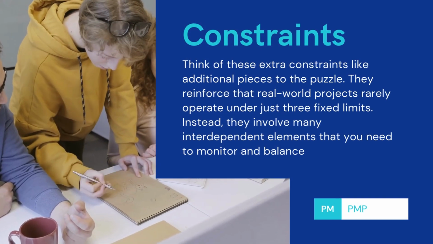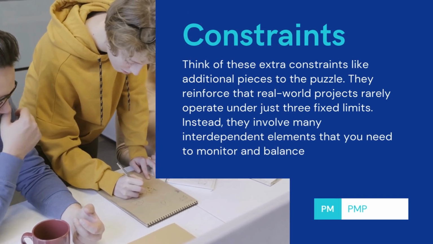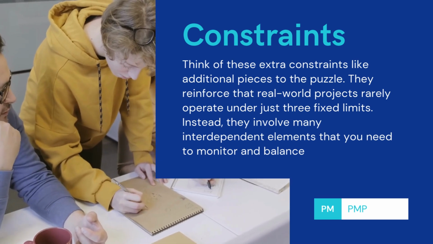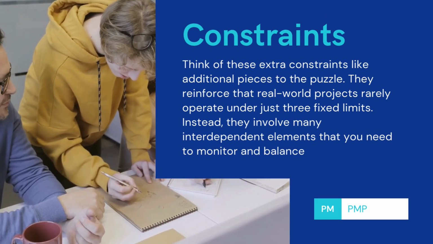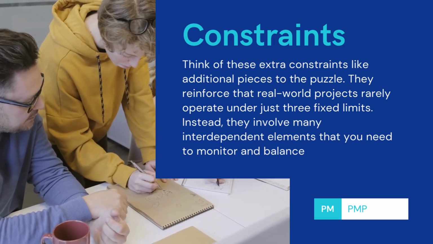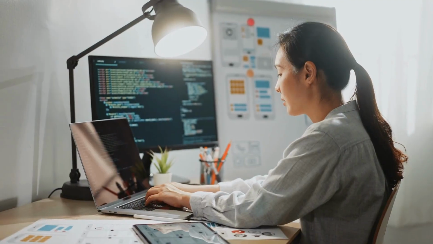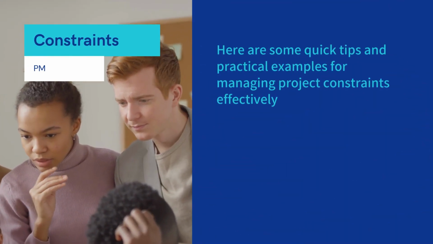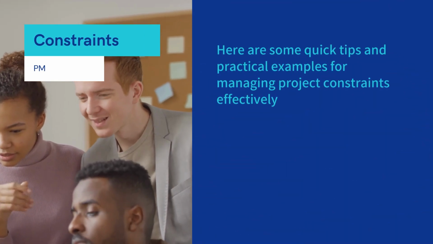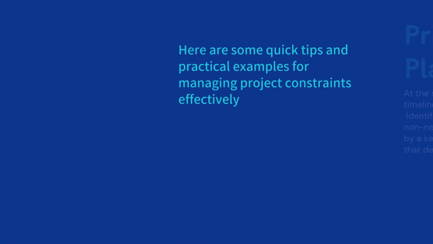Think of these extra constraints like additional pieces to the puzzle. They reinforce that real-world projects rarely operate under just three fixed limits. Instead, they involve many interdependent elements that you need to monitor and balance. Here are some quick tips and practical examples for managing project constraints effectively.